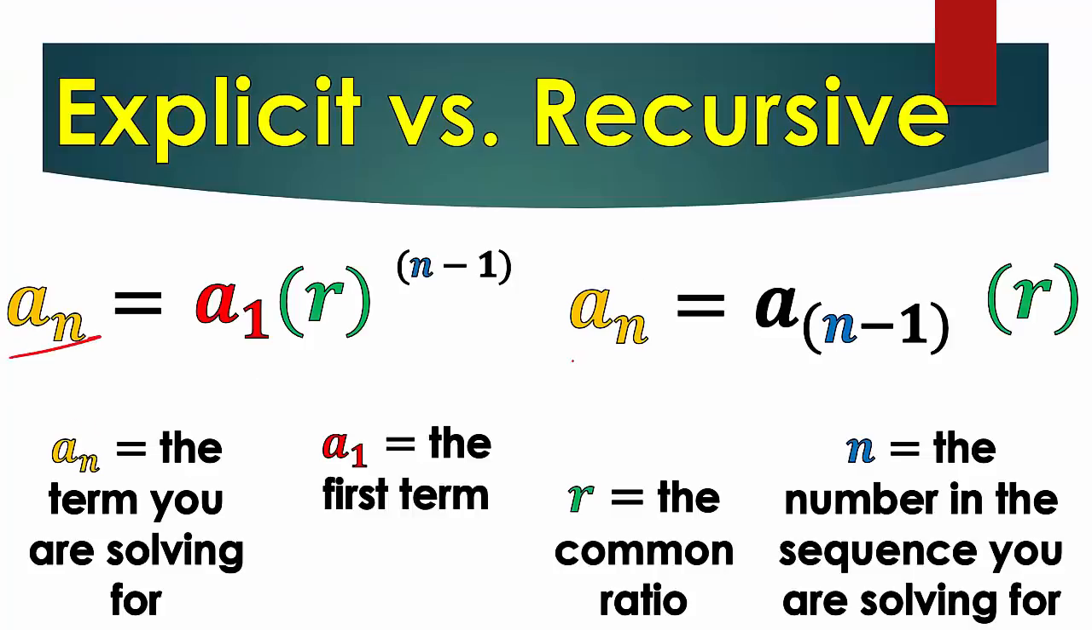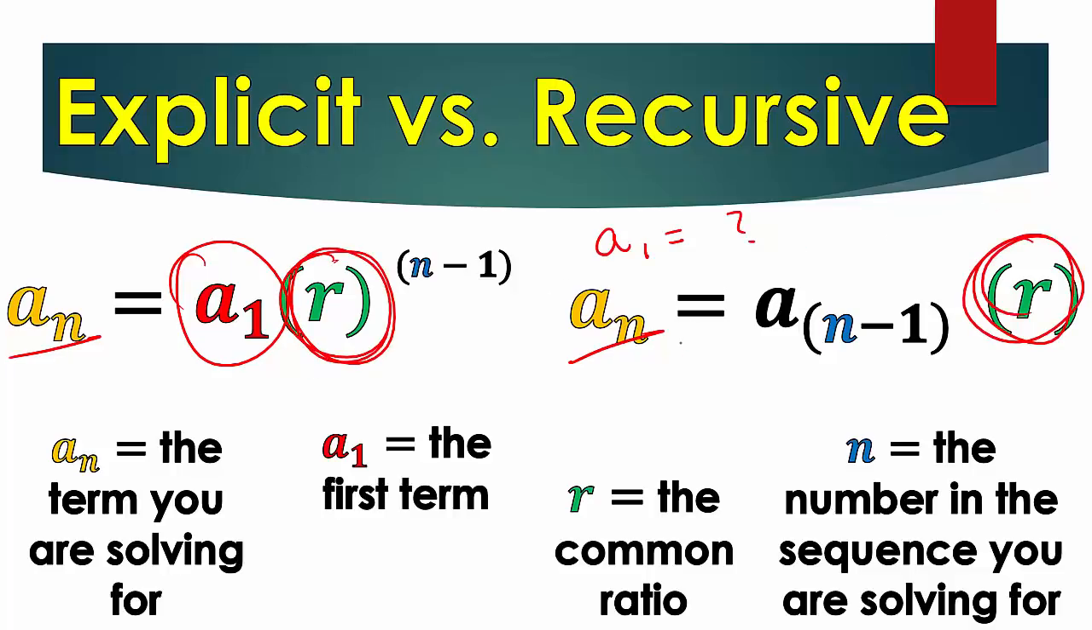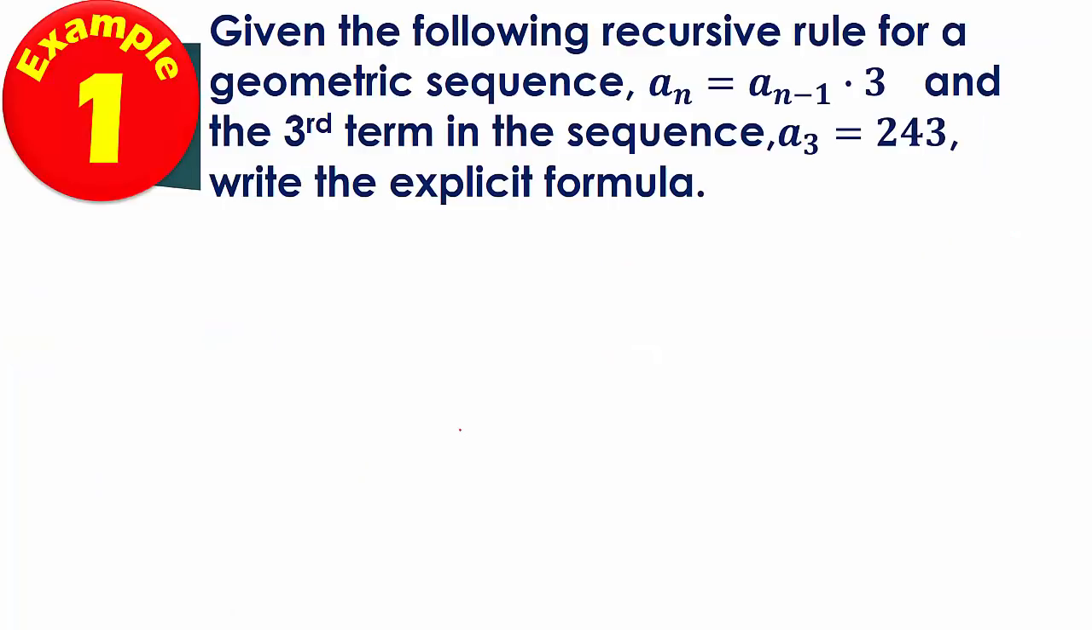So we start off with the a sub n. We have our first term, which isn't present here because usually we just say a sub 1 is whatever it is. And then you have r, which appears at the end right there, and this n minus 1 is instead there. With a recursive rule, you must know the term prior to it in order to solve. So that's kind of the difference.